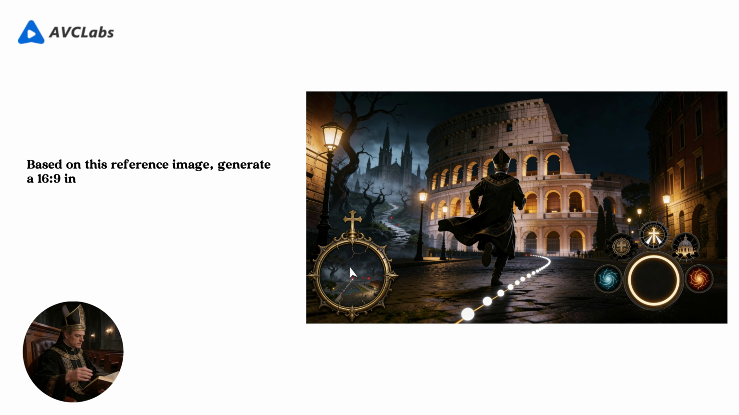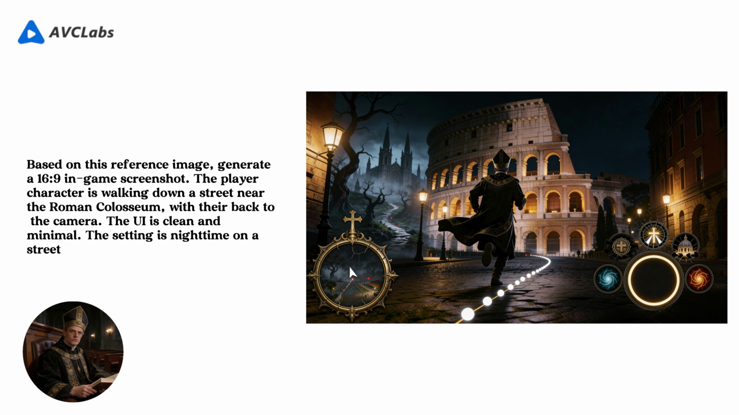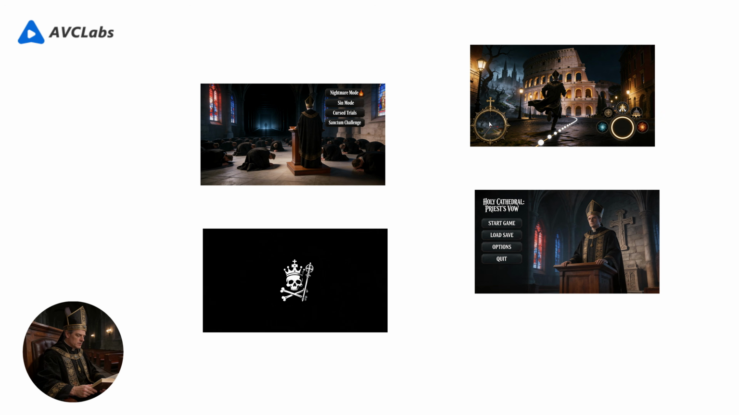Next, we need to generate a gameplay scene image with the character inside the game world. We can use prompts to define the environment, weather, and overall atmosphere. However, one key detail is that we must specify that the character is facing away from the camera. We can also add actions like walking or running forward to make it feel more like real gameplay. Finally, we input the unique features of the game to generate a custom game icon. At this point, all the game scene images are ready.